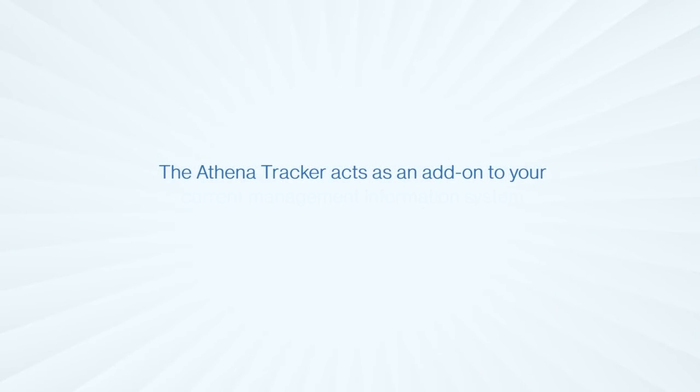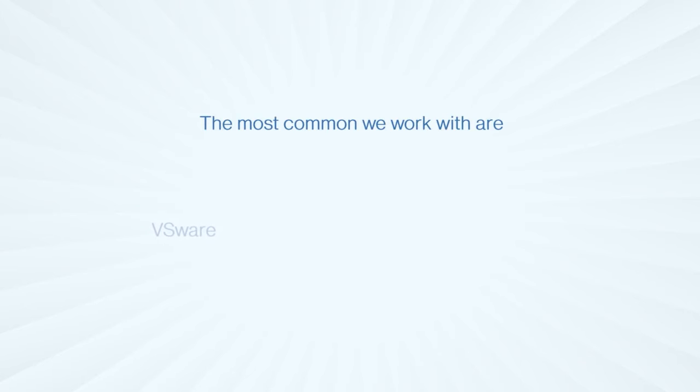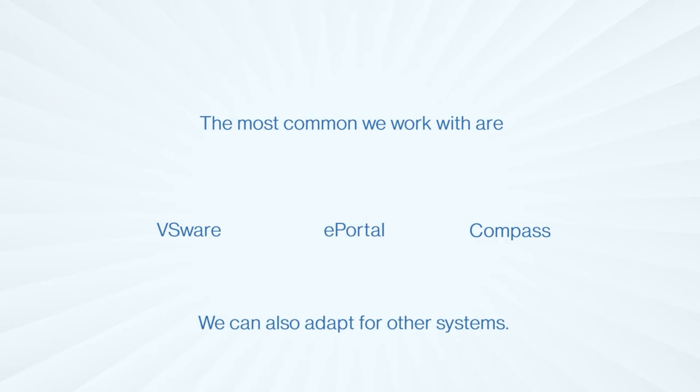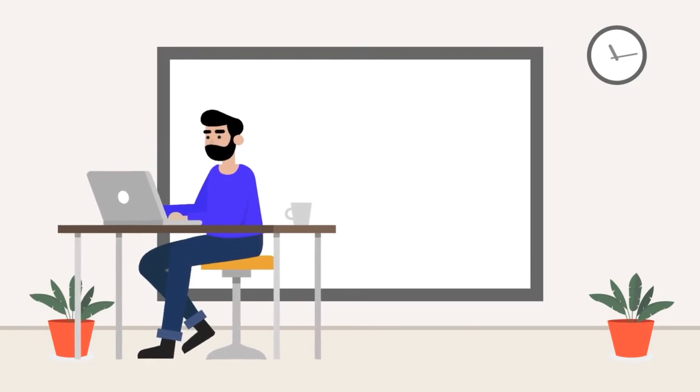The Athena Tracker acts as an add-on to your Management Information System, or MIS. The most common we work with are VSware, ePortal, and Compass, but we can also adapt for other systems. In terms of getting set up on the software, there is a simple setup process that takes around an hour to complete. The MIS your school uses determines how automated this process is.